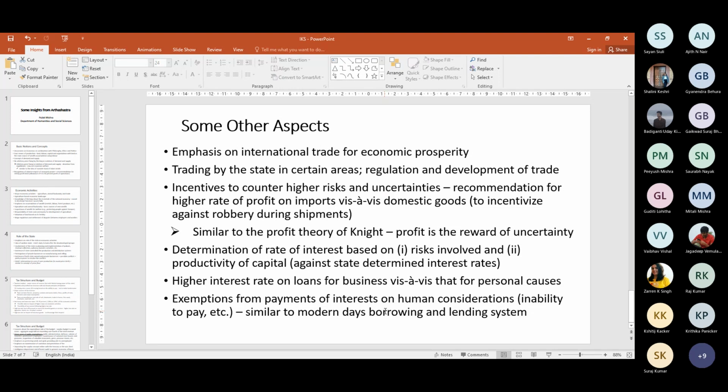Now, the fourth important aspect is basically various social security measures. We have seen where the government can spend, where the state can spend. Arthashastra talks about protecting the weaker sections, aged people, unemployed. And in today's context, we see various social security measures, various support systems of the government.